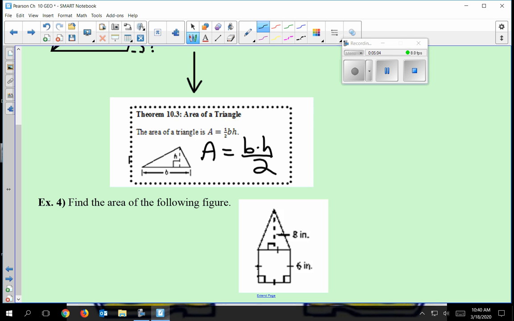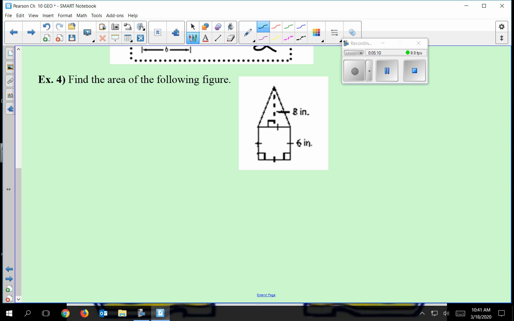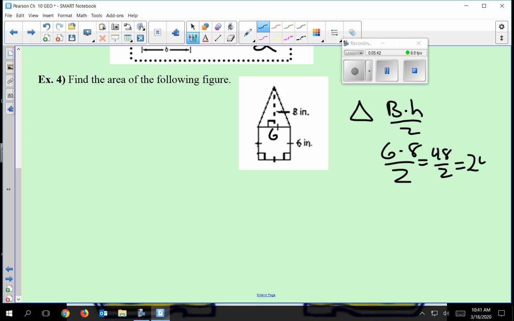Okay. You've got this little figure here with a triangle sitting on top of a square, and they want me to find the area of the following figure. Well, there's no formula for that figure, but I can get the area of my triangle, which is the base times the height divided by 2. In this case, this base is going to be 6. So I can go 6 times 8 divided by 2, and that's 48 over 2, which reduces down to 24, and that would be inches squared.